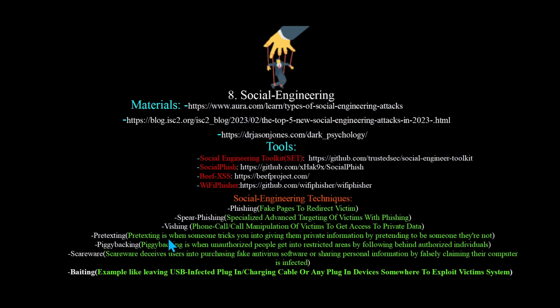Pretexting is when someone tricks you into giving them private information by pretending to be someone they are not. You pretend to be some other person that the victim trusts, and that way you manipulate the victim into giving you sensitive data or access to anything.